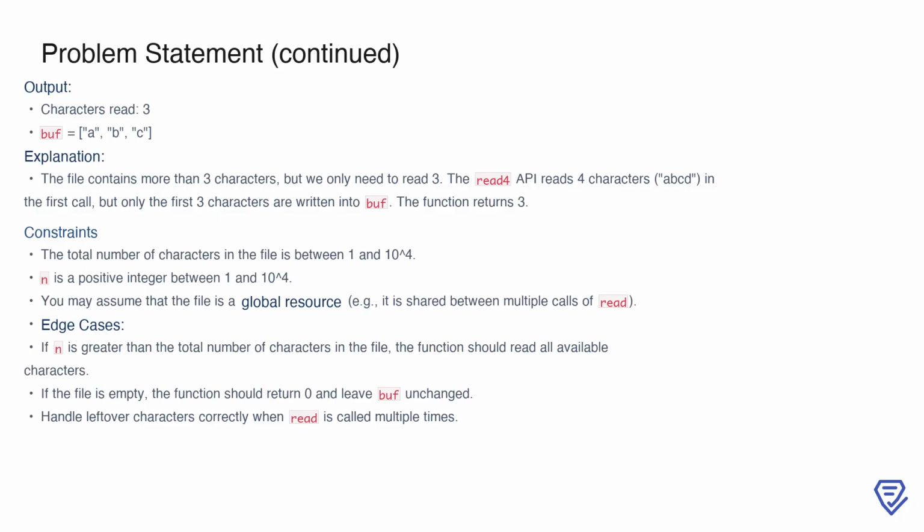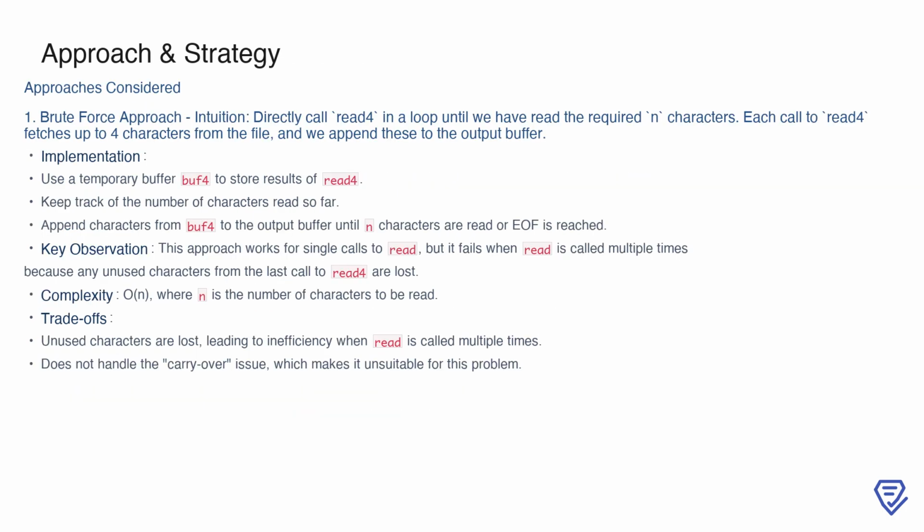Keep in mind the constraints for this problem: the file and n can be quite large, and you must handle edge cases like an empty file or situations where n exceeds the number of characters in the file. Additionally, since the file is considered a shared global resource, maintaining its state across multiple calls is crucial for a correct implementation. To solve this problem, we first consider a brute force approach.